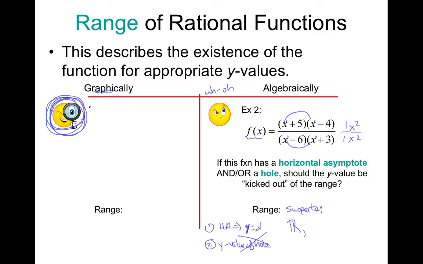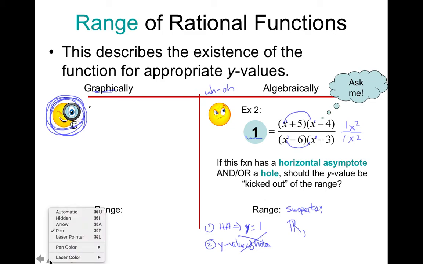If a function has a horizontal asymptote and or a hole, how do you know if the y value should be kicked out of the range or eliminated from the range? The answer is algebra. Ask the function. Say, excuse me, ask it politely, excuse me function, will you ever equal 1? So plug a 1 into the function and do algebra. This is why we did rational equations before this unit. So I'm going to do this work over here. Maybe you do it on the back.